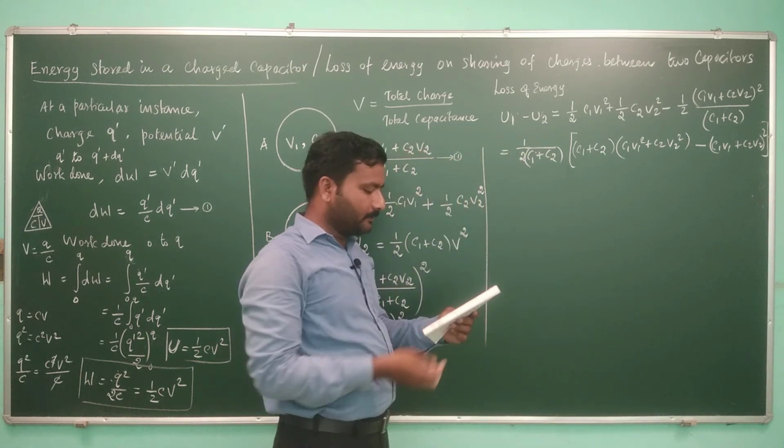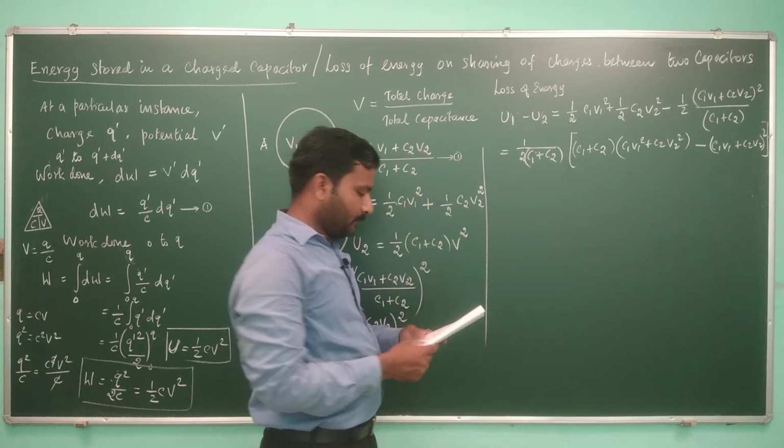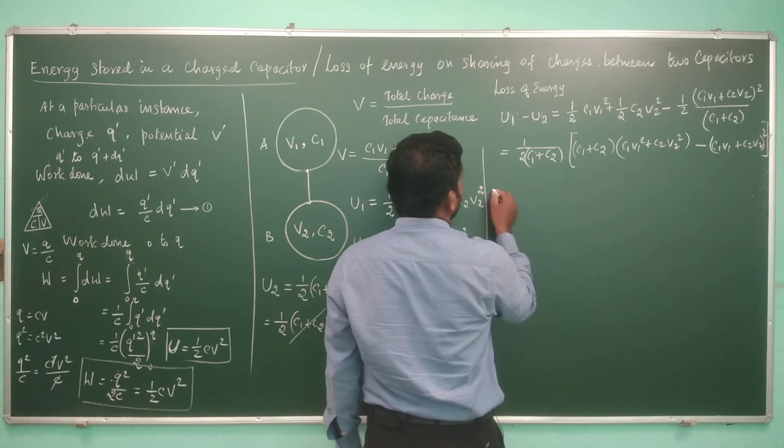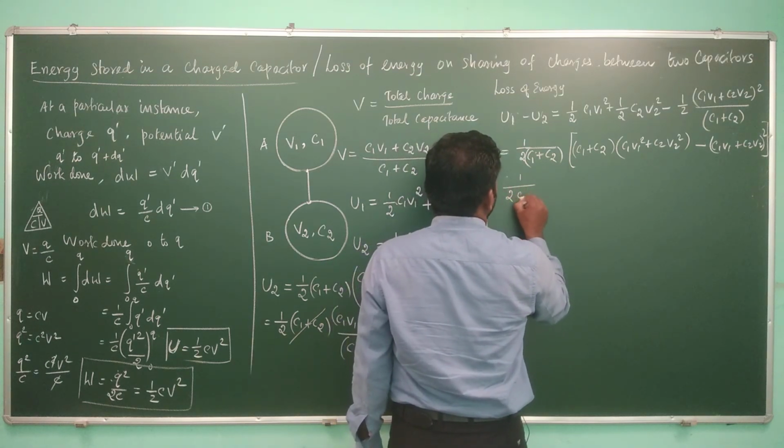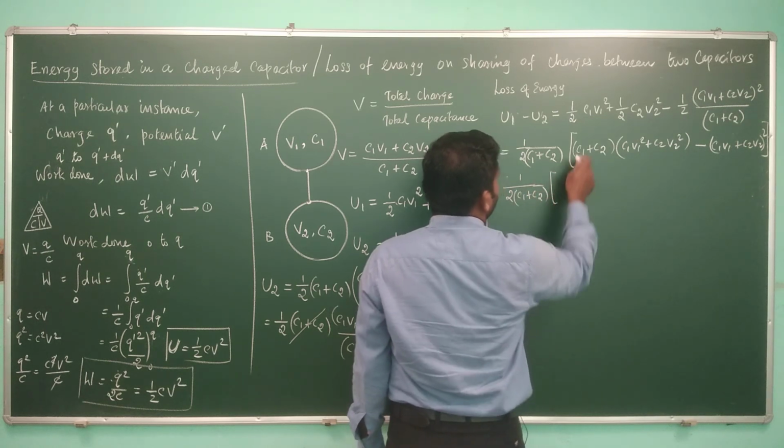Okay, in this way it will appear. Now we can expand this. How can we expand this? 1 by 2 (C1 + C2). Now we can expand this.